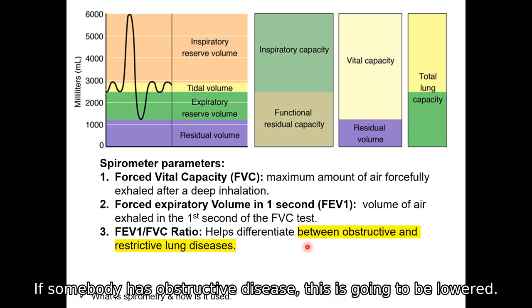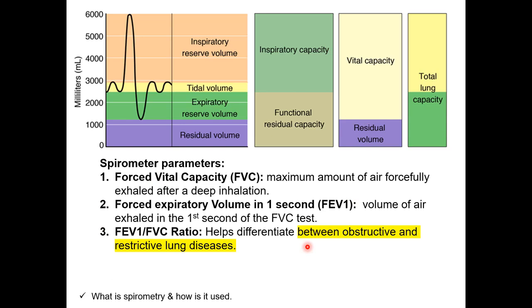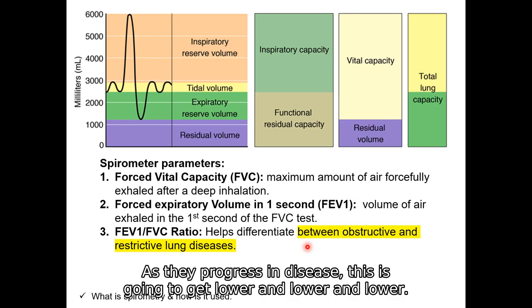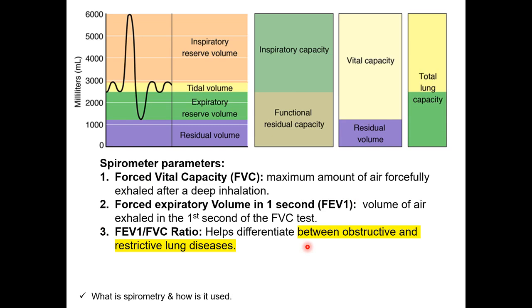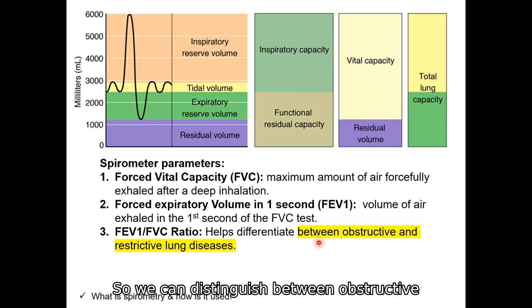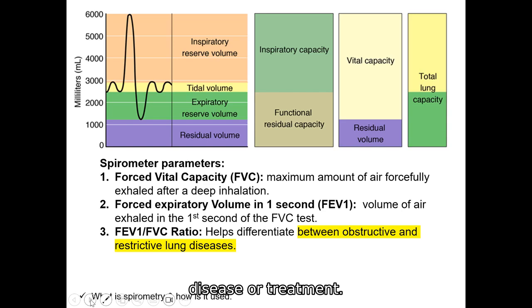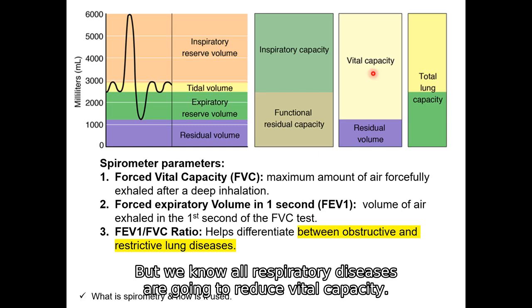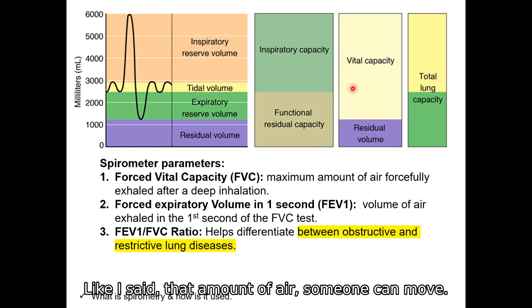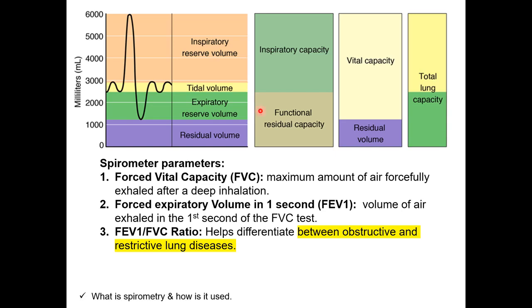Okay, if somebody has obstructive disease, this is going to be lowered. And as they progress in disease, this is going to get lower and lower. So we can distinguish between obstructive and restrictive diseases, and also track a patient's progression through their disease, or treatment. We can be positive about it. But we know all respiratory diseases are going to reduce vital capacity, like I said, that amount of air someone can move.